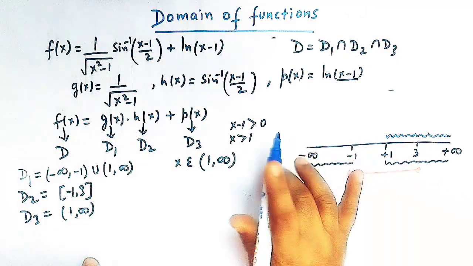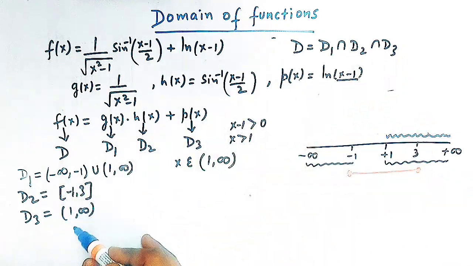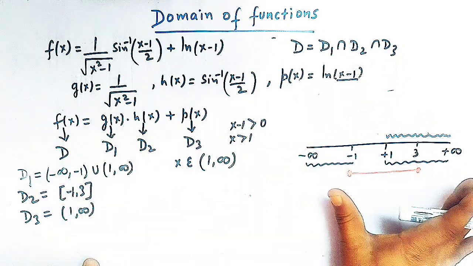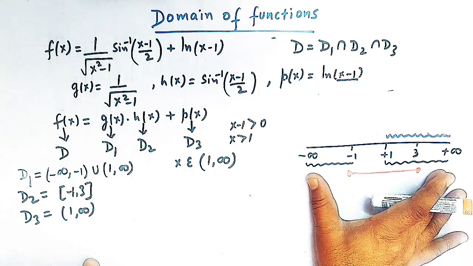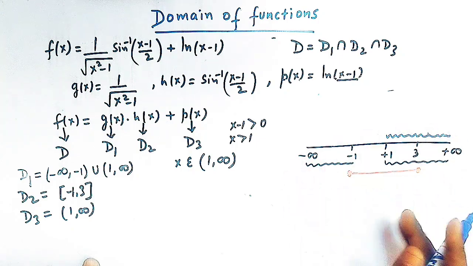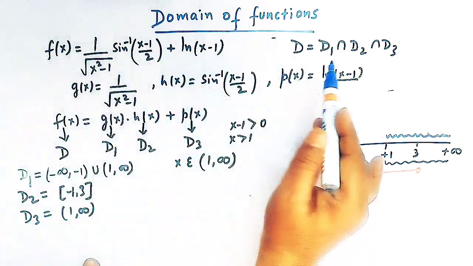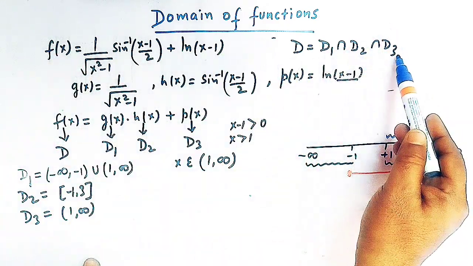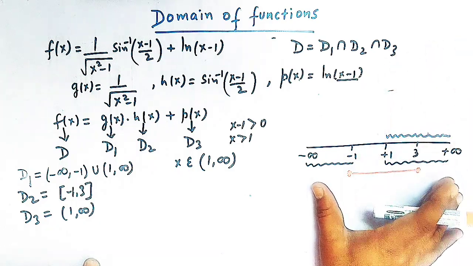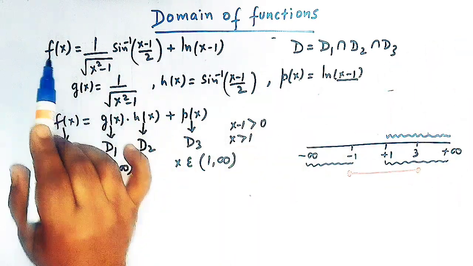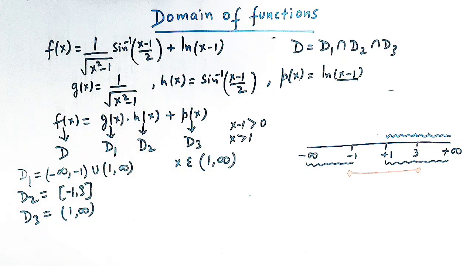So now we have obtained the domains D1, D2 and D3, and we have represented these domains on the real number line, right? And now from this diagram we have to identify the domain of the function f of x, which is given by the intersection of these three domains, right? So let us make use of this diagram to get the common values of x for which this function f of x is defined.